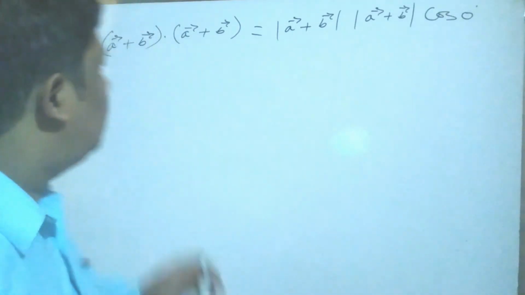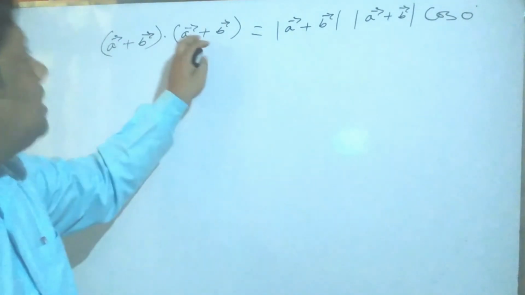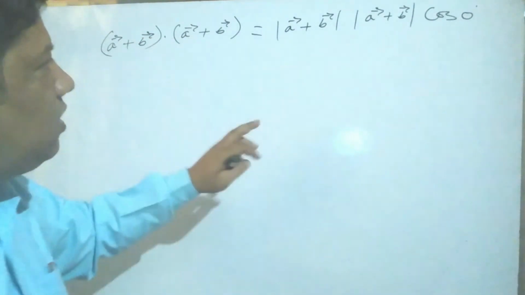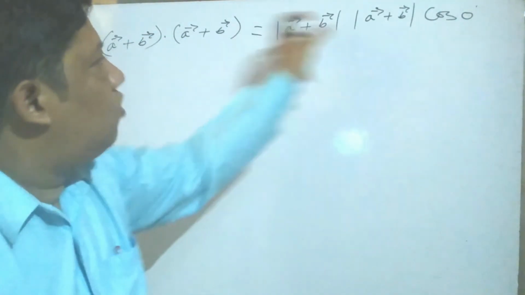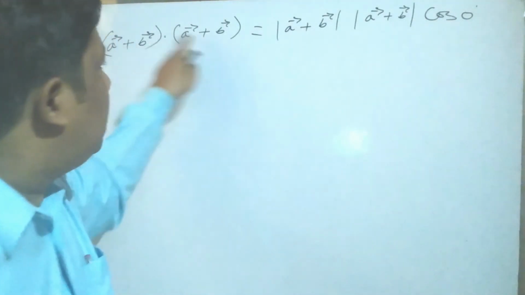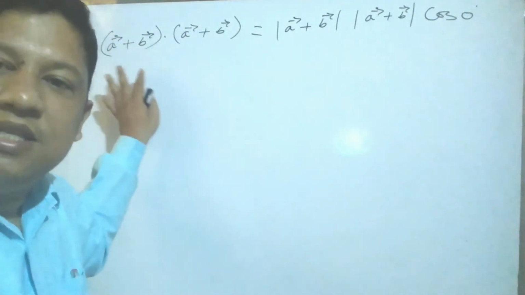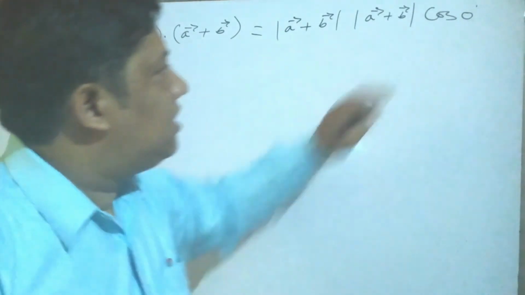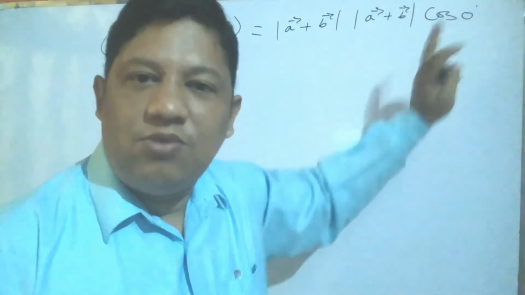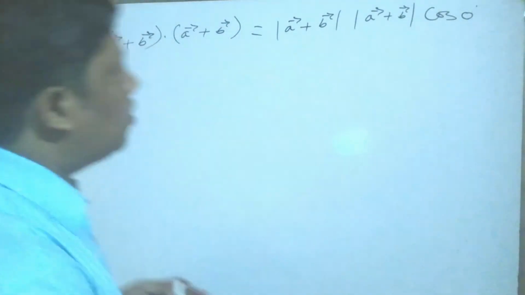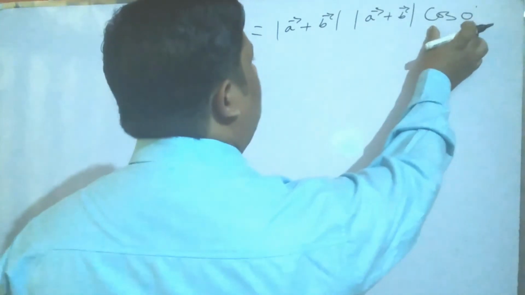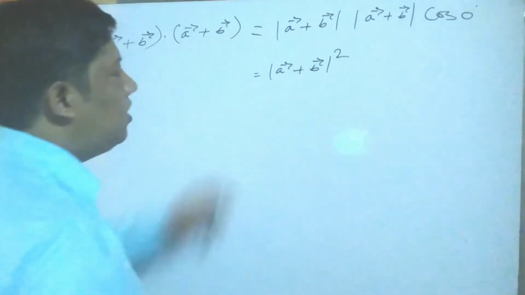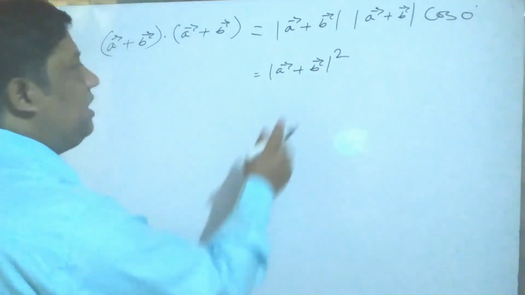Suppose you have to find the dot product of these two vectors. You can use mod of a, mod of b, cos 0, because these two are the same vectors. Since they are the same vector, their angle is 0 degrees. Cos 0 is 1, so you can write mod of a whole square, because these two are the same.